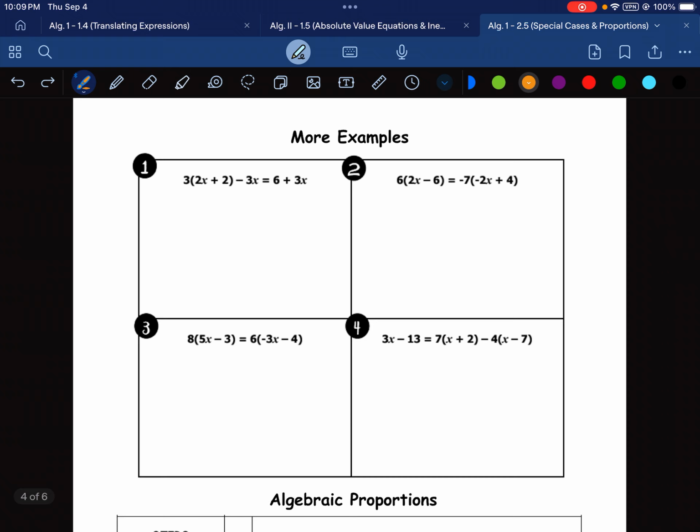Now let's practice some more examples, and these are going to have some regular problems mixed in, because the thing is you won't necessarily know if you have infinitely many solutions or no solution, or just a regular problem as you work through them.